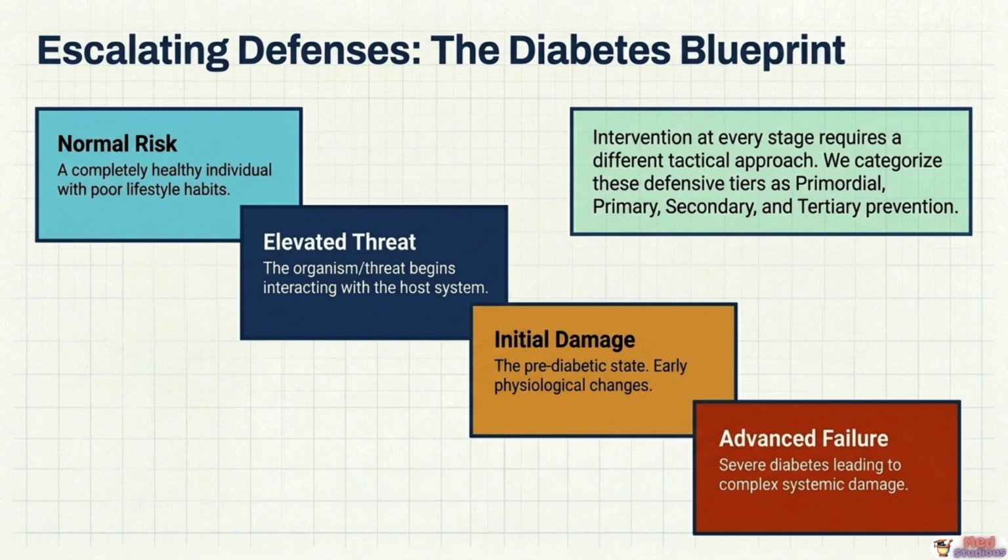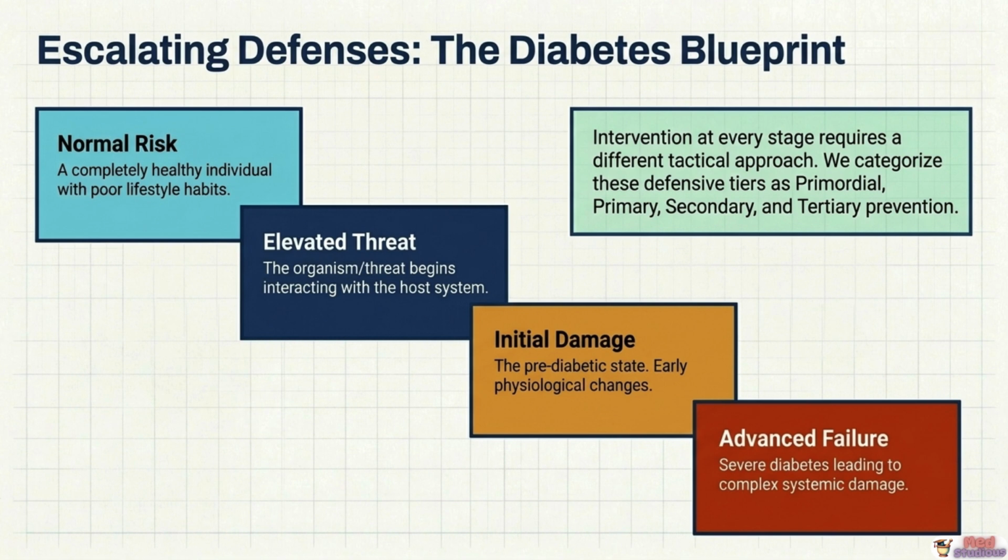The disease journey begins at the stage of normal risk, a completely healthy individual with poor lifestyle habits, a sedentary lifestyle, a high-calorie processed food diet, poor sleep, and chronic psychological stress. At this stage, there is no obesity, no insulin resistance, and no pathological process. Prevention here means preventing the risk factors themselves from developing.